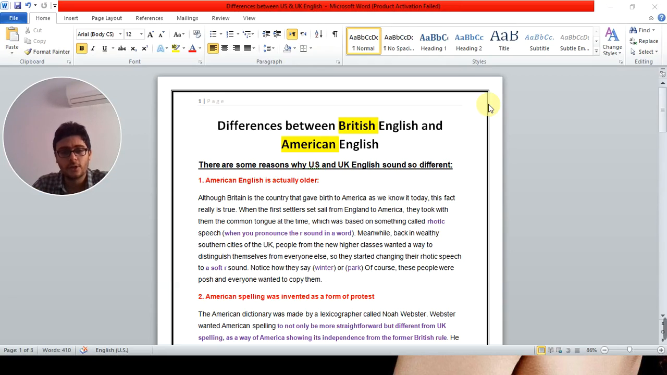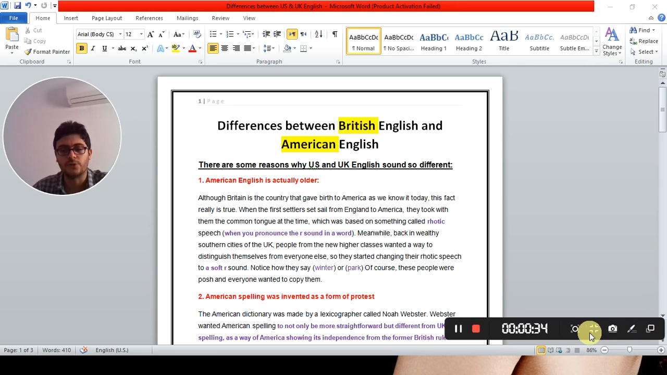As a learner of English, you may ask yourself, why are there differences between British English and American English? Well, there are some reasons behind such differences, which are going to be introduced in today's lesson. So let's see. There are some reasons why US and UK English sound so different.